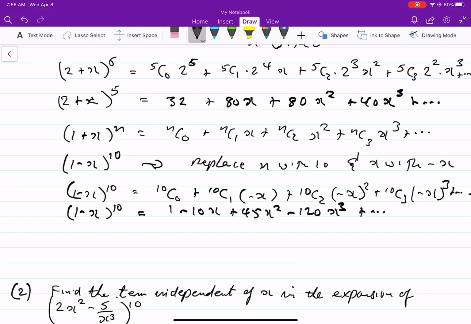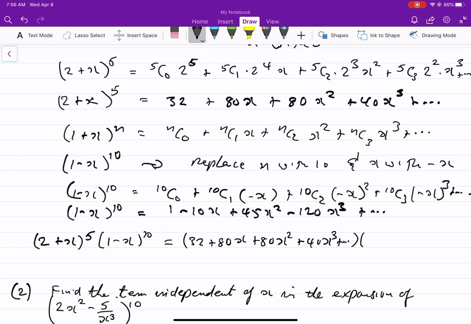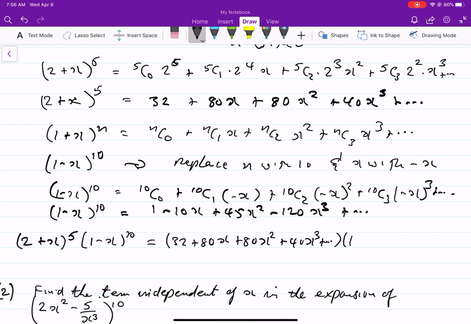So now I want the overall expansion for 2 plus x to the power 5 times 1 minus x to the power 10. That means I simply multiply each of the expansions by the other one. The expansion for 2 plus x to the 5, up to x cubed, is 32 plus 80x plus 80x squared plus 40x cubed, times the expansion for 1 minus x to the 10, which is 1 minus 10x plus 45x squared minus 120x cubed.